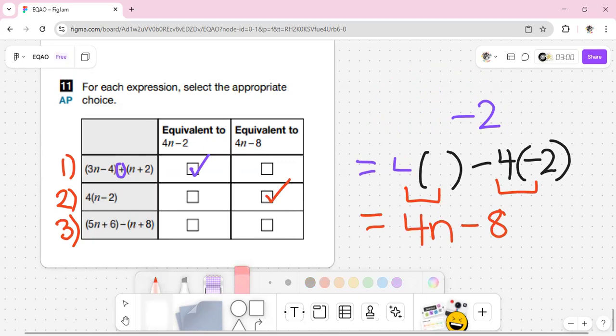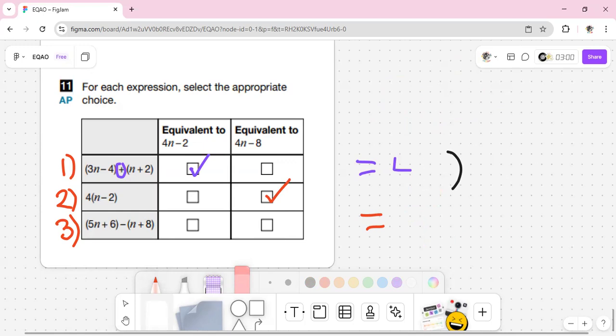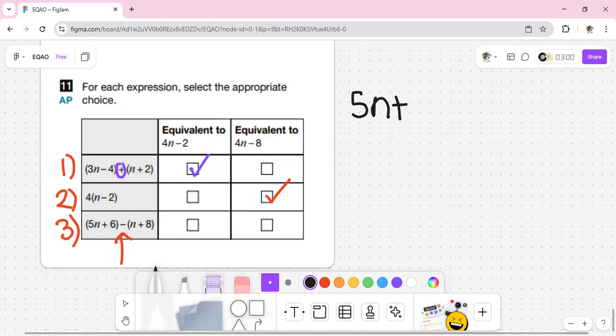And the very last question combines a distributive property with combining like terms. This time, when you have a negative in front of the brackets, that does involve distributing a negative one. There's nothing in front of the first set of brackets, so I'm going to drop the brackets and put 5n plus 6. But instead of just a subtraction sign, I'm going to write negative 1 has to be distributed by the binomial n plus 8.